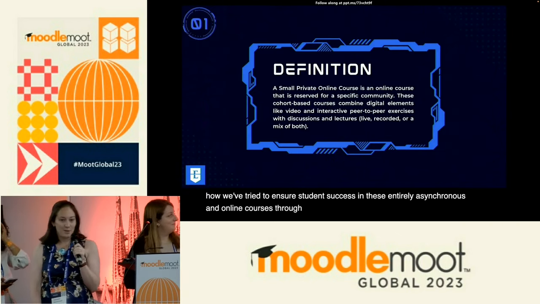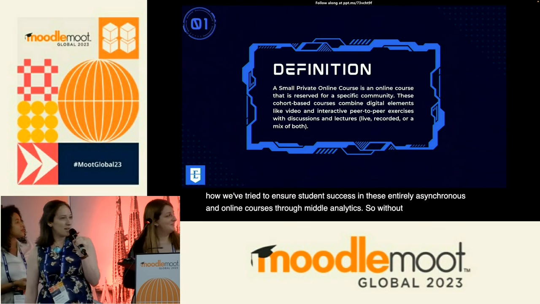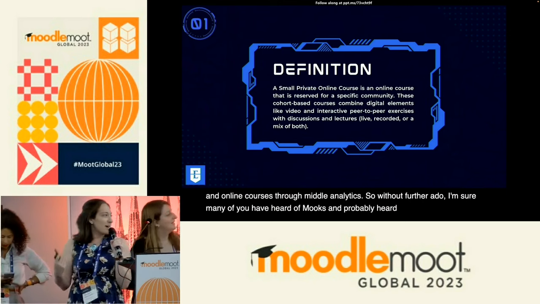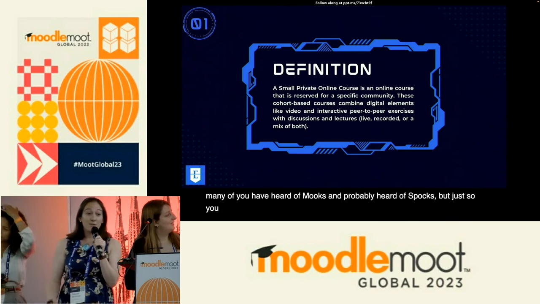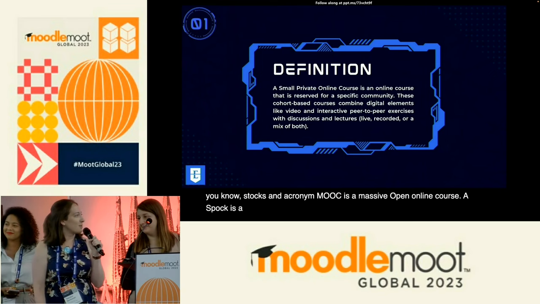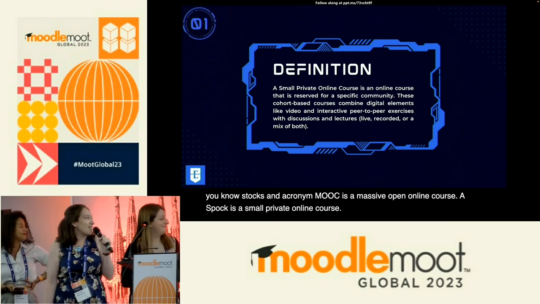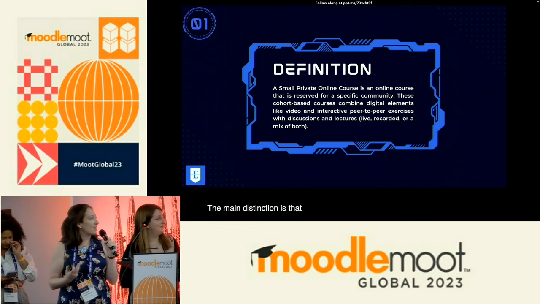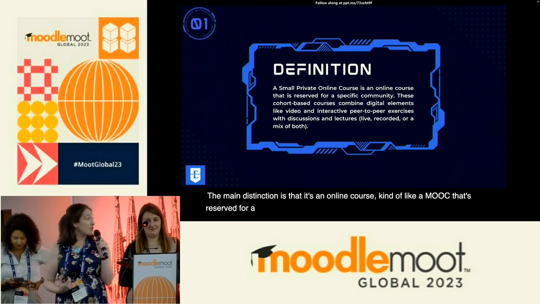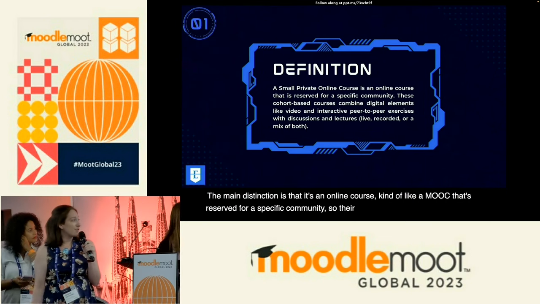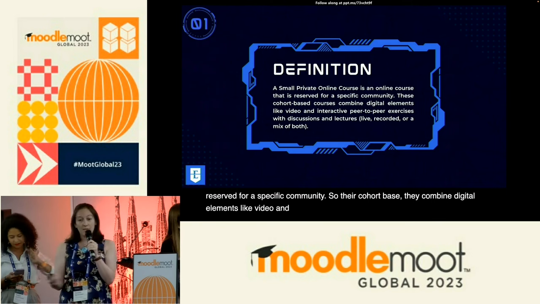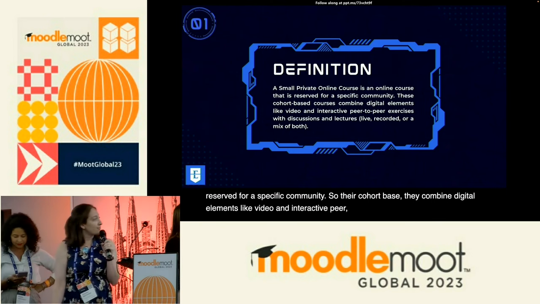So without further ado, I'm sure many of you have heard of MOOCs and probably heard of SPOCs, but just so you know, SPOC's an acronym. MOOC is a massive open online course. A SPOC is a small private online course. So the main distinction is that it's an online course, kind of like a MOOC, that's reserved for a specific community. So they're cohort-based. They combine digital elements like video and interactive peer-to-peer exercises with discussions and lectures, which can be live or recorded or even a mix of both.